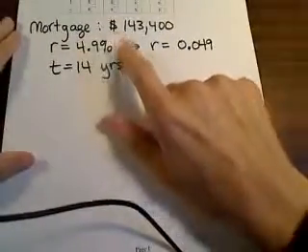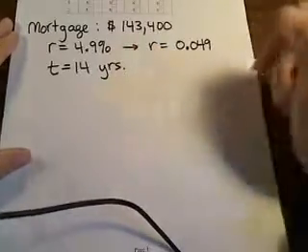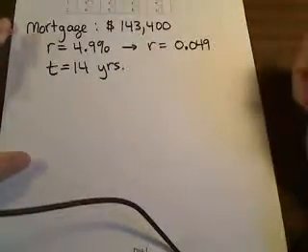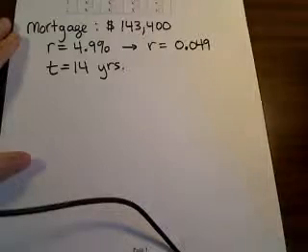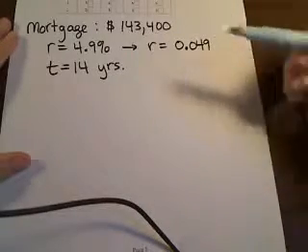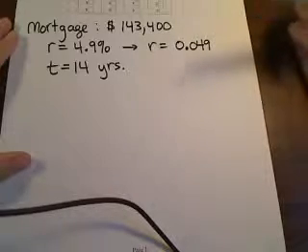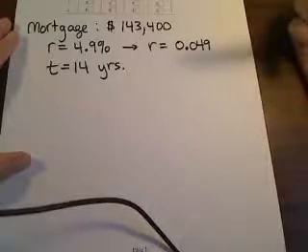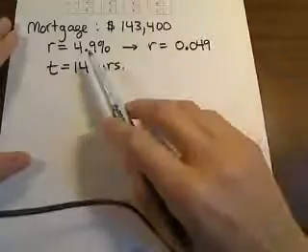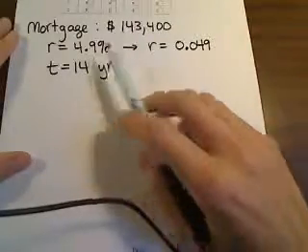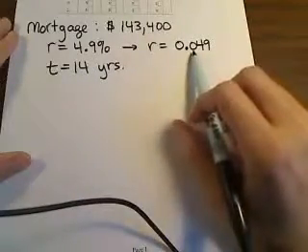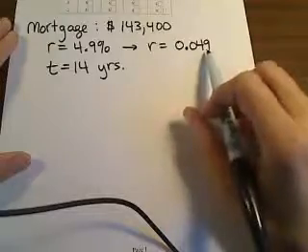Anyways, they tell us that the mortgage is $143,400. The interest rate is 4.9%. And the time is 14 years. Essentially, what they're asking us to do is calculate the first 2 rounds of the amortization schedule. With the interest rate being 4.9%, we're going to work with the decimal equivalent, which is 0.049.